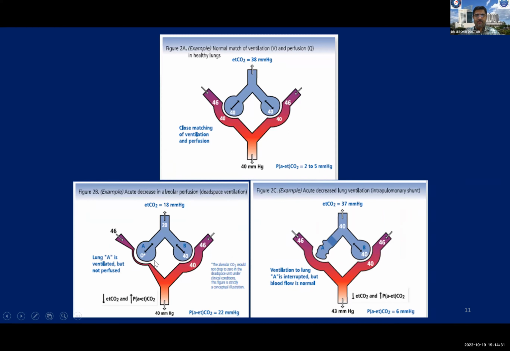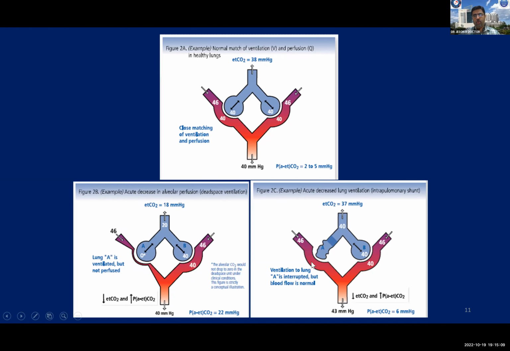When you have dead space ventilation, there are over-distended alveoli in zone 1, where the alveolar pressure is much more than the arterial and the pulmonary venous pressure. There is no flow and no gas exchange taking place, as a result of which the partial pressure of CO2 in this alveolus is 0. And when this balances out with the ventilated and perfused alveoli, the EtCO2 is low. So when there is dead space ventilation, the EtCO2 is low and the PaCO2 value remains the same. As a result, the PaCO2 and EtCO2 gap is much higher in dead space ventilation.